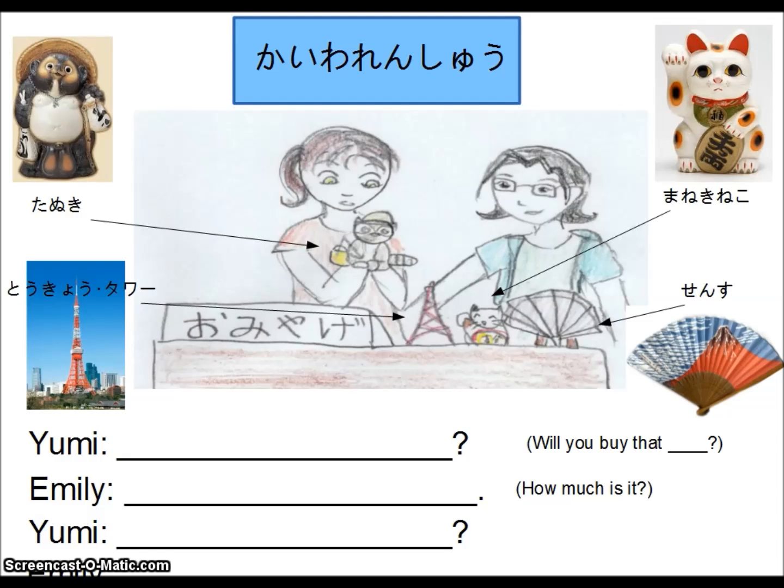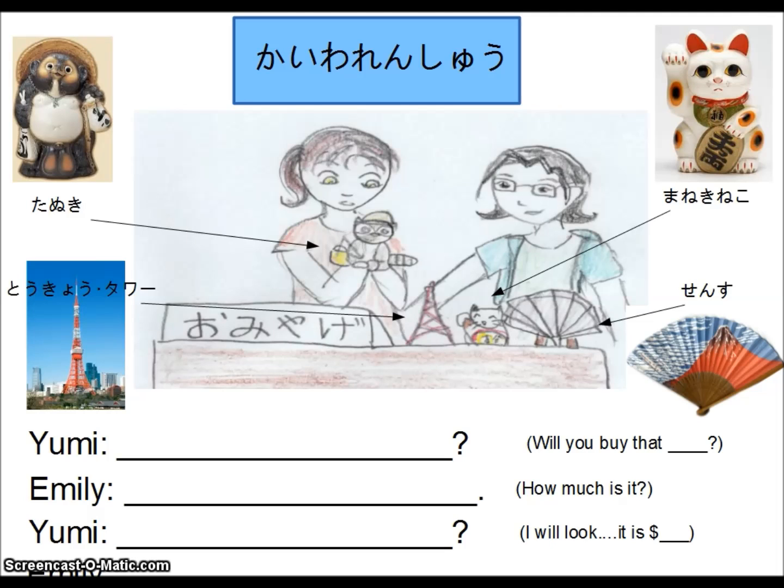So then Emily's going to ask, how much is it? That was a question word that we very briefly mentioned last time. So if you do not remember, you should look it up. Yumi will answer, I will look. So that means you have to use the verb look. And then she will answer, it is blank number of dollars.